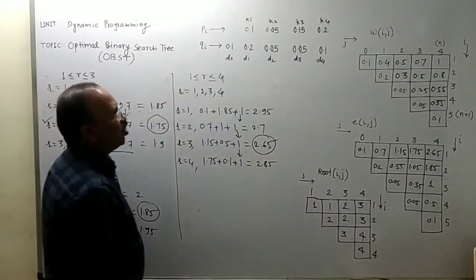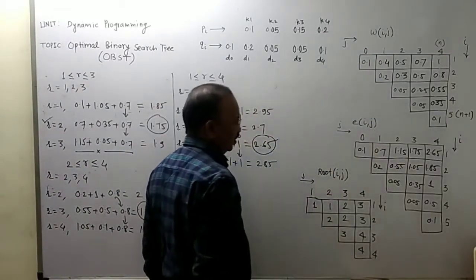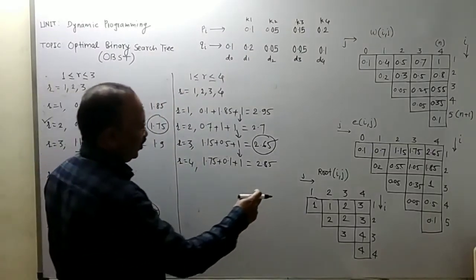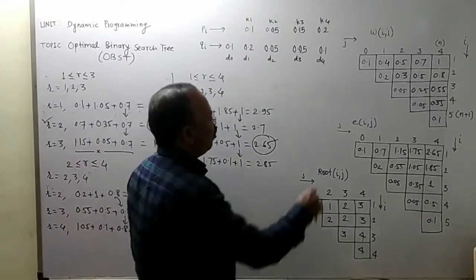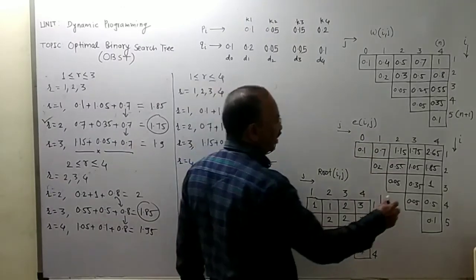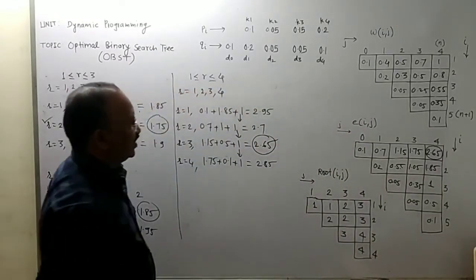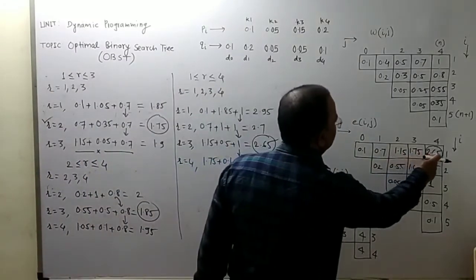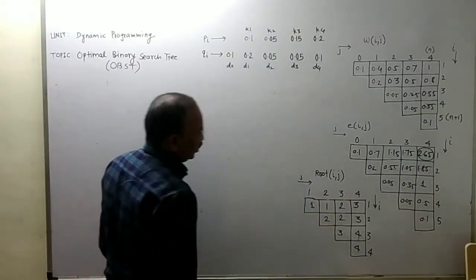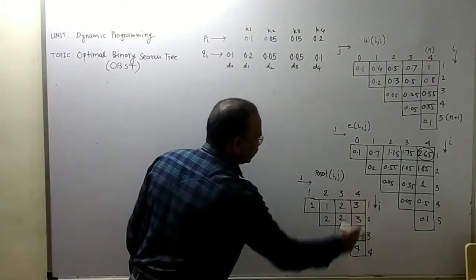In this way we have developed the W table, E table and the root tables. Now for getting the OBST, we have to refer to the root table only. From the E table we will get the expected searching cost from this cell. Here the expected searching cost is 2.65. Now let us try to get the OBST from the root tables. We will start developing from the 1 4 cell.